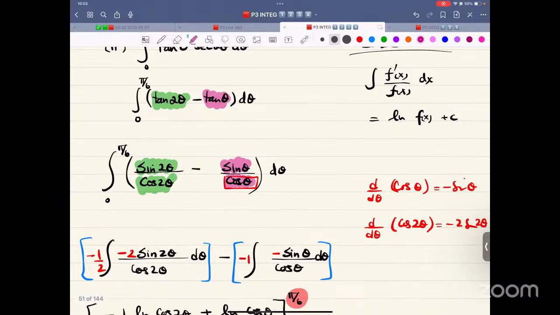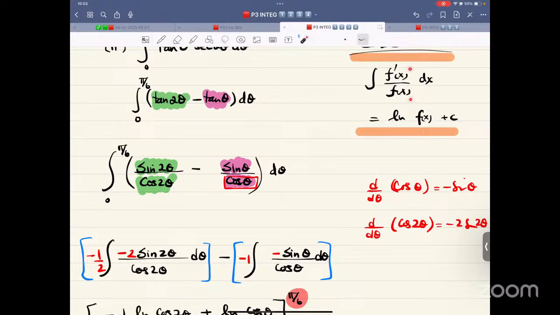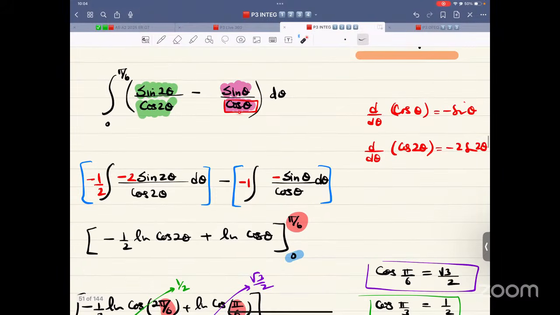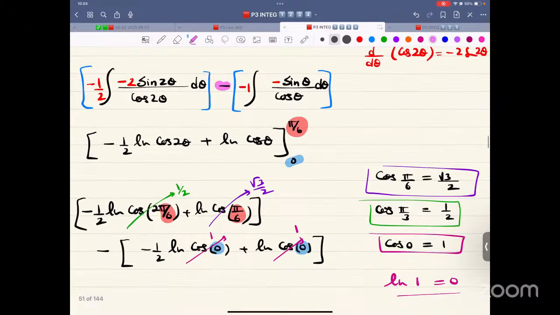And then which technique am I using? I'm using this technique: if the numerator is the derivative of the denominator. Sine 2 theta is a derivative of cos 2 theta. Almost. There is a negative 2 missing. Balance it with a negative half. So first write that, then start integration. Over here, cos theta, the derivative is negative sine theta. So write a negative, balance it with a negative. This sign remains as it is. So now let me just focus on this. This sign, negative, remains as it is. The other things are adjustment.